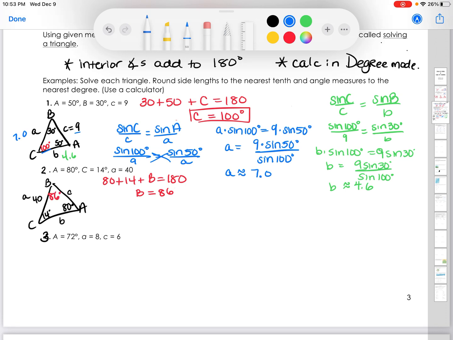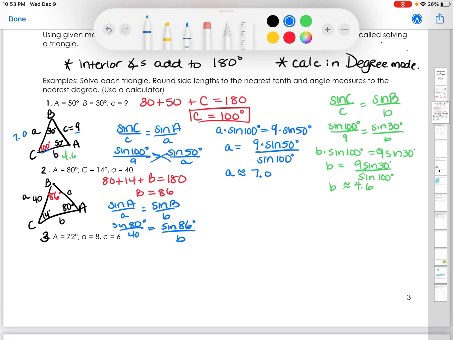I have to figure out what I want to find first. But we know that we have both of the A's, so we're going to use sine A over A with each of these pieces of information. So I guess we can go alphabetical. Why not? Sine B over B. So that tells us we have sine of 80 over 40, and that's going to be equal to sine 86 over B.